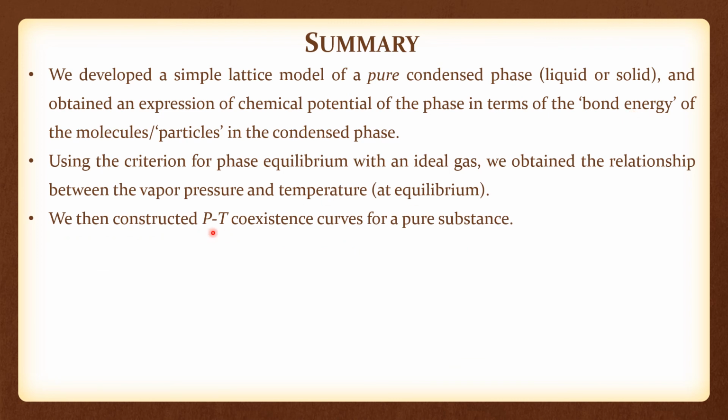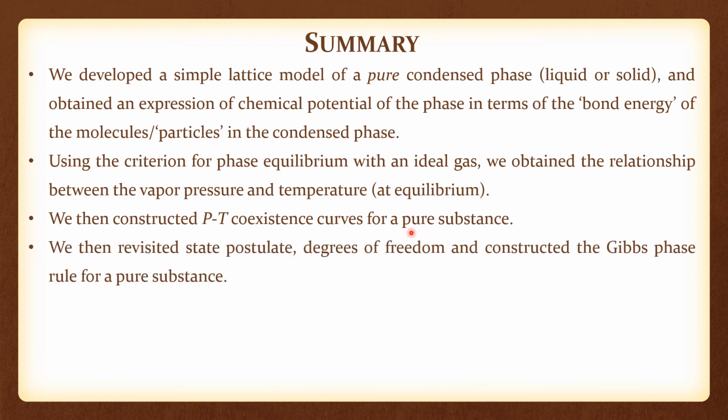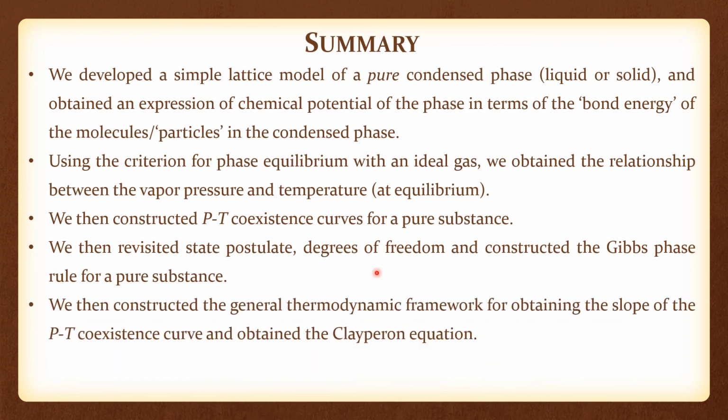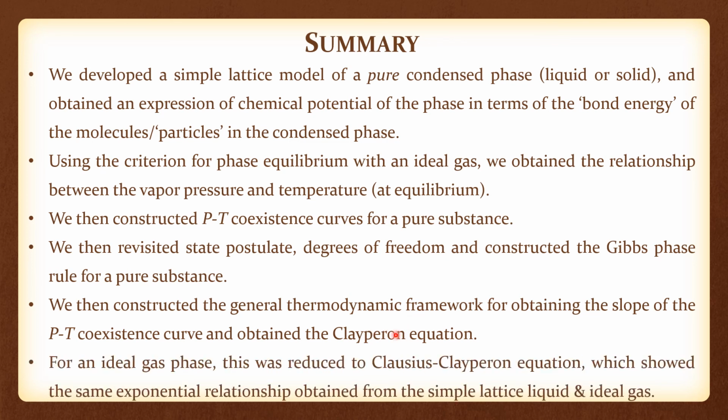We then constructed PT coexistence curves for a pure substance. We then revisited the state postulate, degrees of freedom, and constructed the Gibbs phase rule for a pure substance. We didn't extend it to multi-component systems, mixtures, but for a single component system, we did obtain the Gibbs phase rule. Then we constructed the general thermodynamic framework for obtaining the slope of the PT coexistence curve and obtained the Clapeyron equation. Now for the ideal gas phase, this was reduced to the Clausius-Clapeyron equation, which showed the same exponential relationship that was obtained by the simple lattice model for a lattice liquid and the ideal gas.